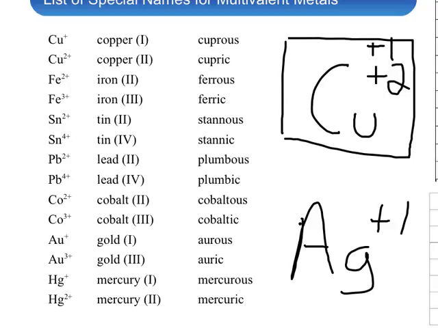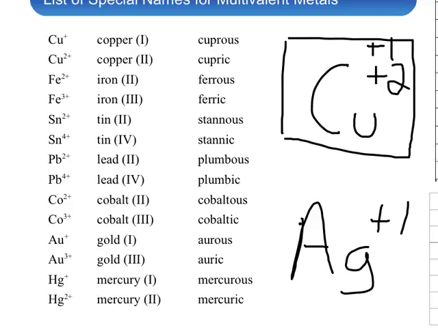So you've got copper, iron, tin, lead, cobalt, gold, and mercury. Those are the most common ones, and I'm going to make sure that all the quizzes and tests that you have use these ones. Now, there are two other ones I want you to write down for me.